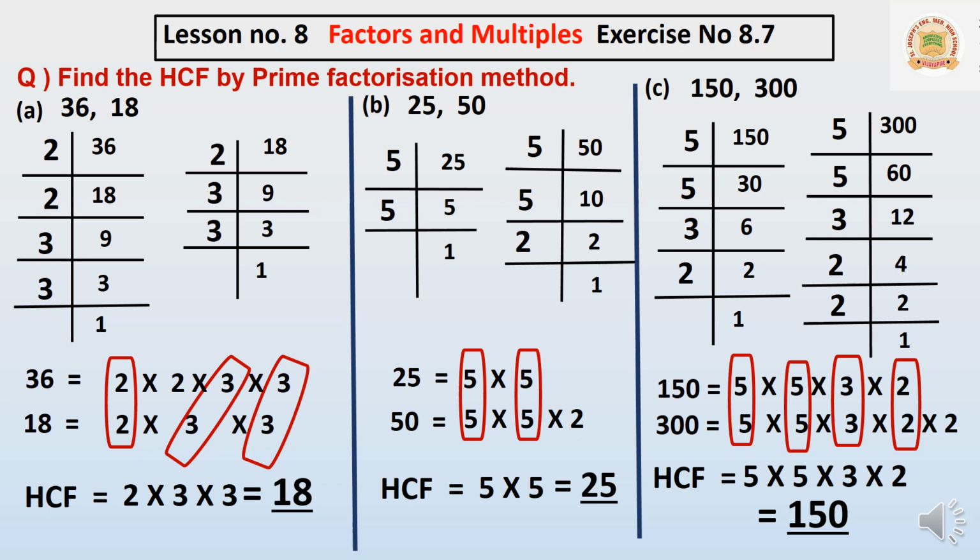This means in the A question, 18 is the highest common factor which is going to divide 36 and 18. In 25 and 50, the highest common factor is 25, which is going to divide 25 and 50 completely. In 150 and 300, the HCF is 150, which is going to divide 150 and 300 completely.